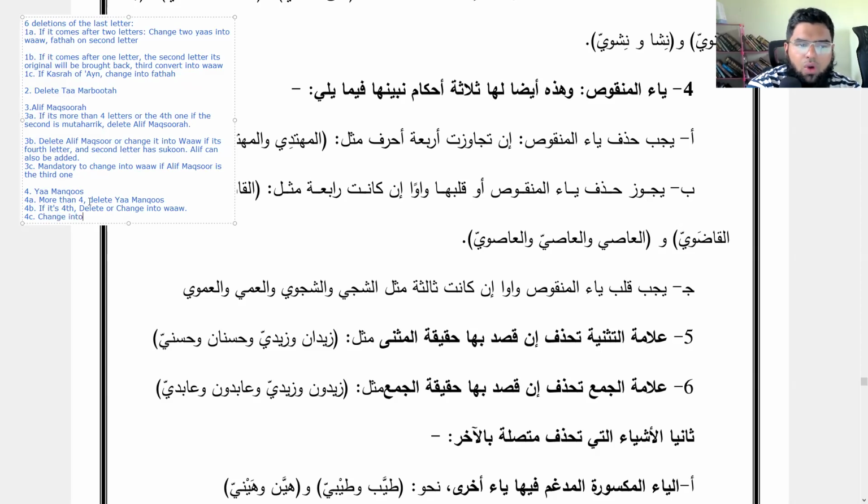So change into wow. If Shaji, for example, Shajawi. Shaji is worried or someone. So Shajawi, worriedly. Ami, blindness, blindly. Change into wow. If third, so exactly same, except one thing. With Alif Maqsoorah, you have to see if the second letter is mutaharrik or not. But here you don't care.